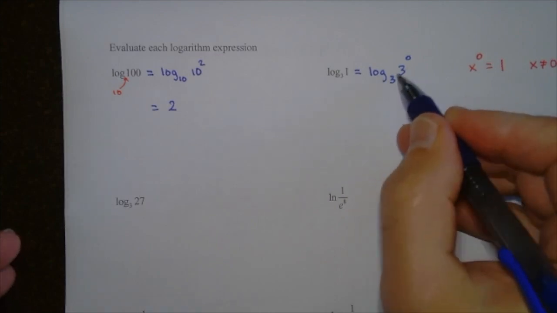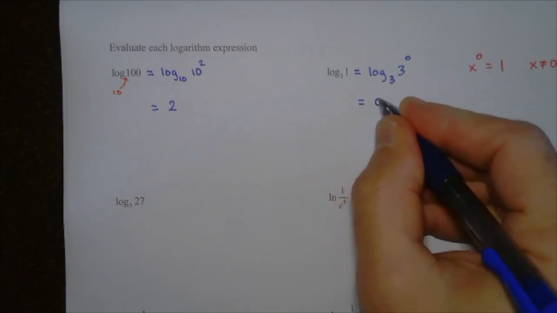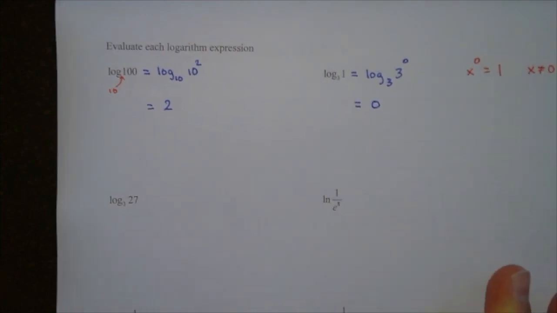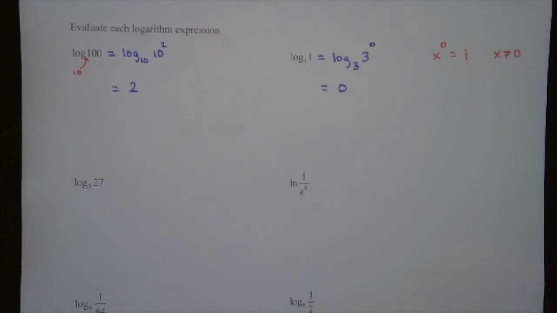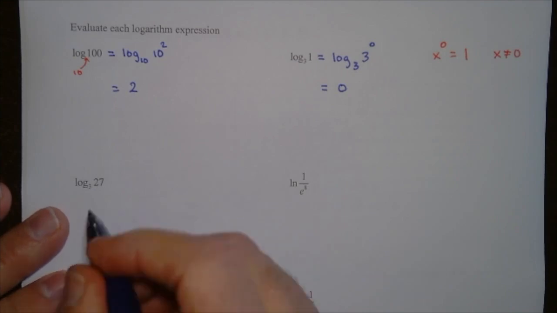So log base 3 of 3 to the 0, these are going to undo each other. What are you going to be left with? You're going to be left with 0, okay? All right, let me slide this over a little bit. Okay, how about this next one? Log base 3 of 27.